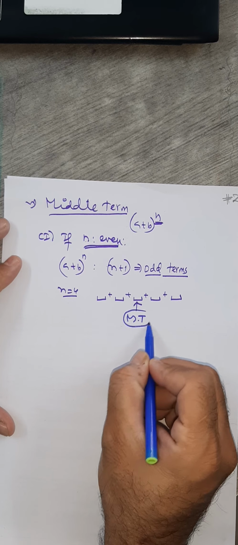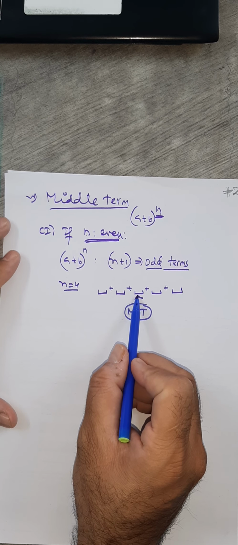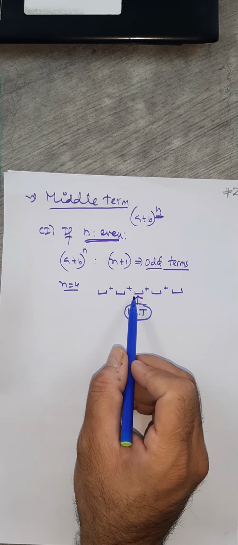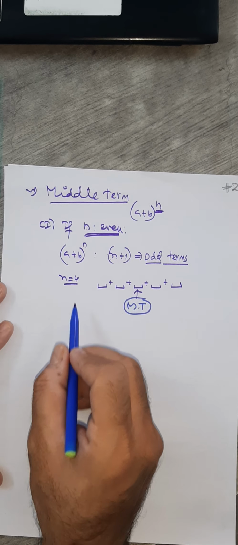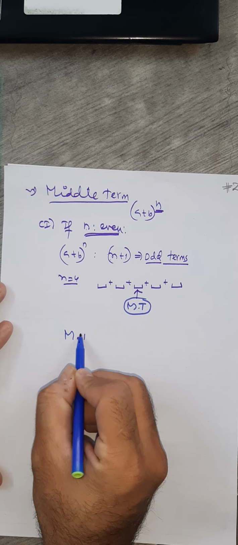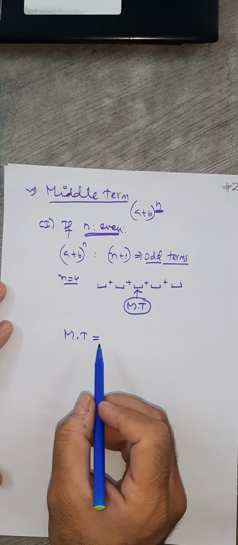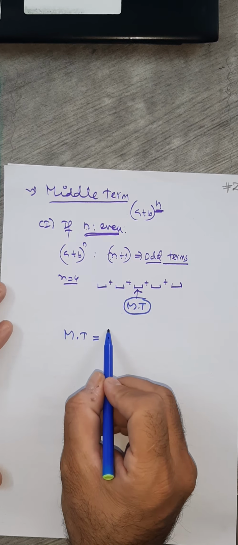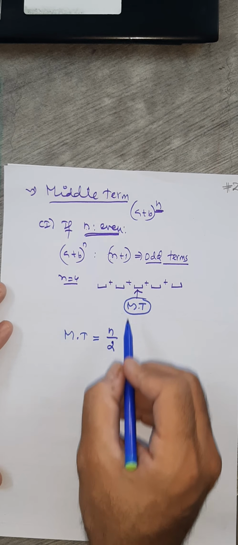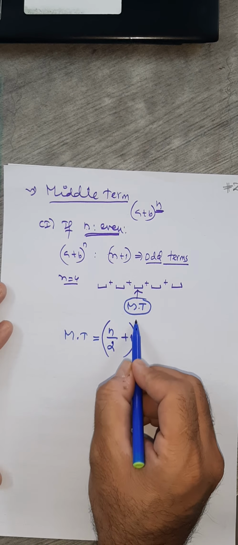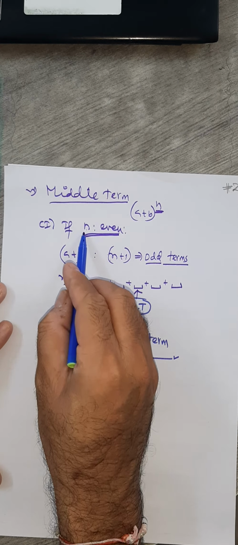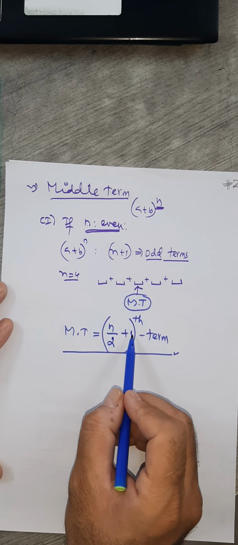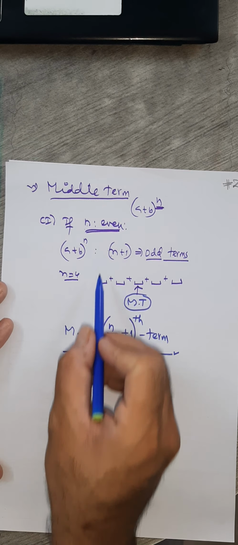Which term? Middle term, remember. This is which number of term? Third term, remember. So here, when n is even, the middle term is nothing but which term? If it is even, this way you can remember, you do half of it: n by 2 plus 1th term. That's the middle term. If it is even, you can do n by 2. So n by 2 plus 1th term. That's the middle term. Now use this formula.